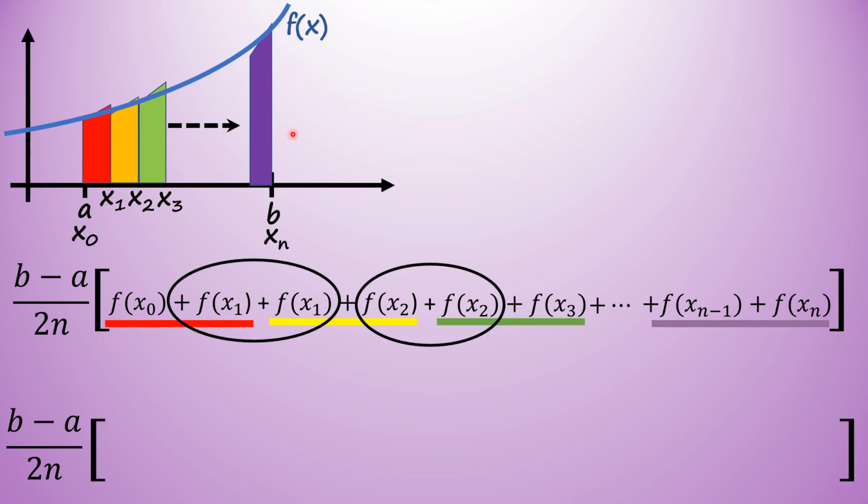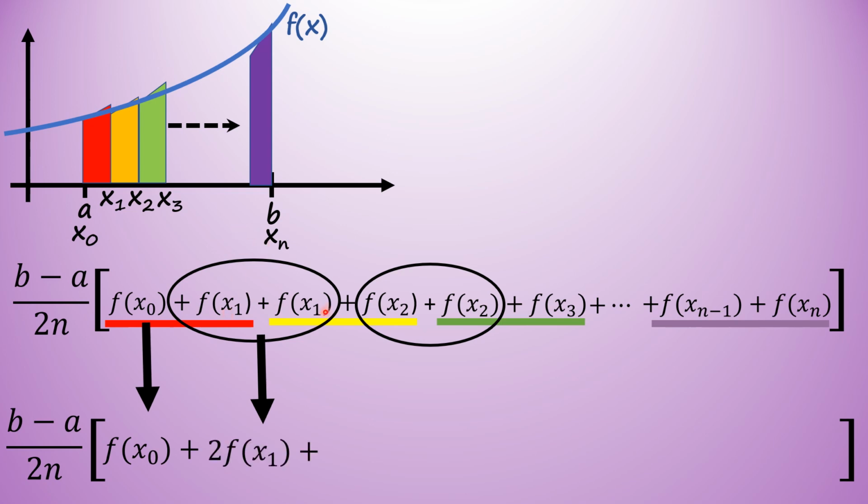So we can summarize this formula. The beginning, f of x sub 0 in this case, there's only one of those. The beginning of the red trapezoid, that side is not shared with any other trapezoid. The end of the purple trapezoid is not shared with any other trapezoid. But in the middle, there's always going to be two of them.